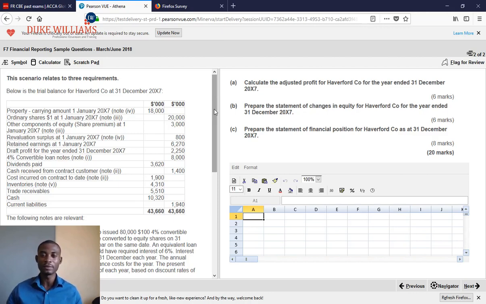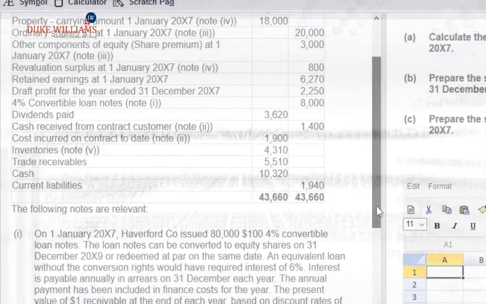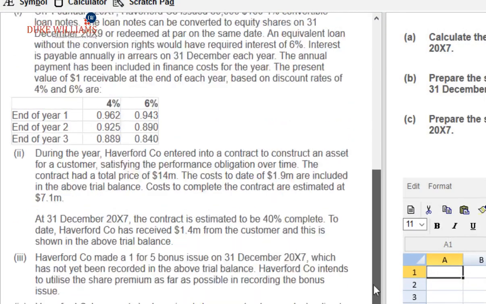Single entity question, the requirement: A, calculate the adjusted profit for Haverfordco for the year ended 31st December X7. B, prepare the statement of changes in equity. And then C, prepare the statement of financial position. Okay, so let's quickly go through the question to start with.